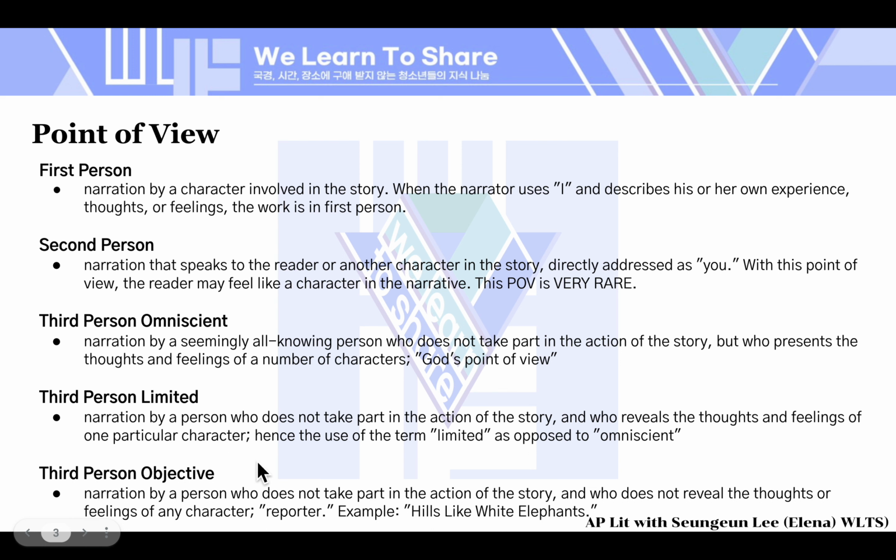And then we have the third person objective, where the narrator doesn't take part in the action and doesn't reveal any character's thoughts or feelings. That's why it's objective, not subjective. It's more like an impartial news reporter at the scene. An example of this is the narrator used in Hills Like White Elephants.